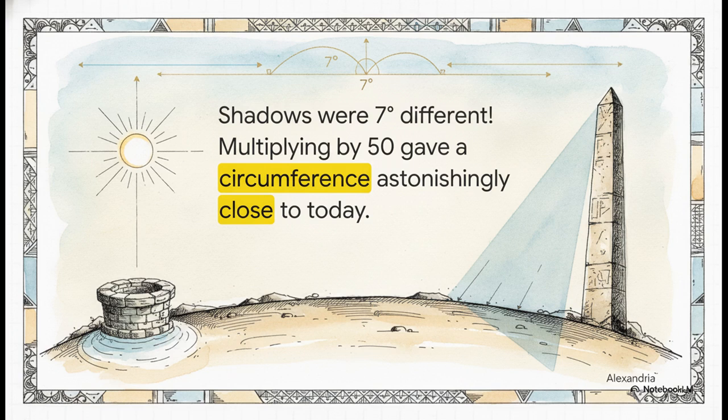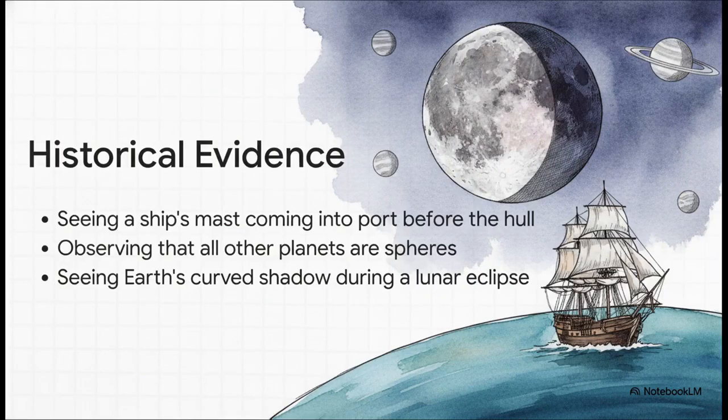If the Earth were actually flat, the sun's angle would be identical in both places. Because it wasn't, he took that 7-degree difference, which is roughly 1/50th of a circle, multiplied the 800-kilometer distance by 50, and calculated a circumference astonishingly close to what we know it is today. He did all of that with shadows and a well. Incredible.